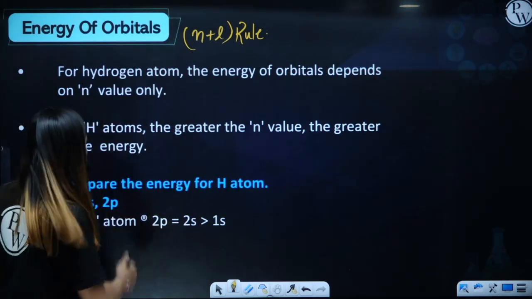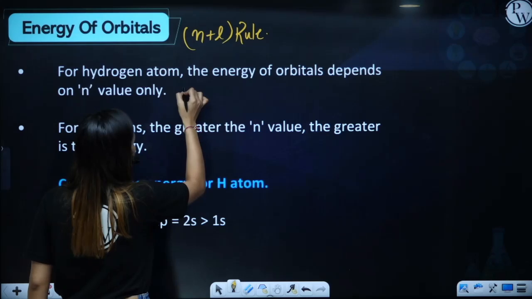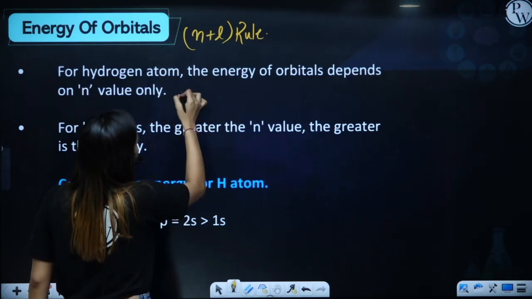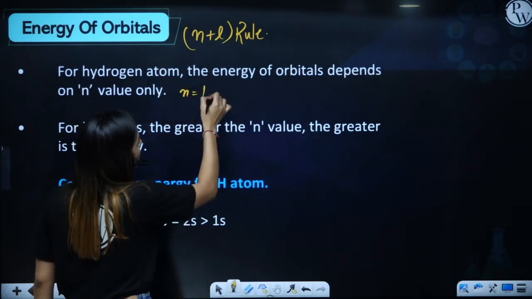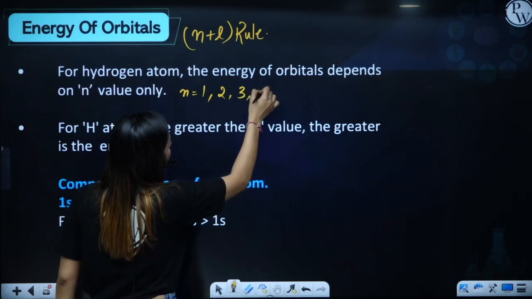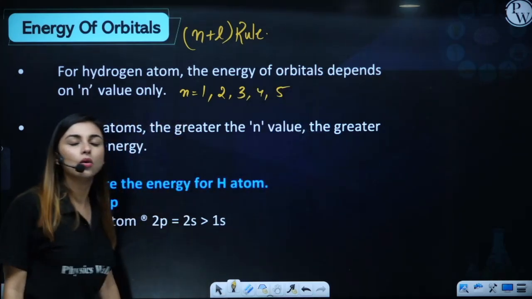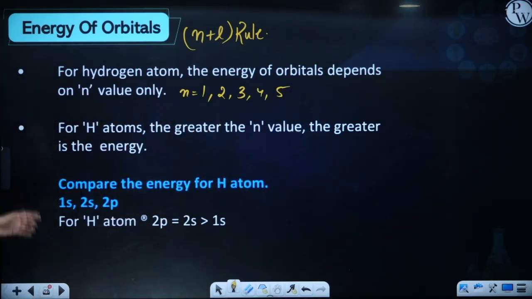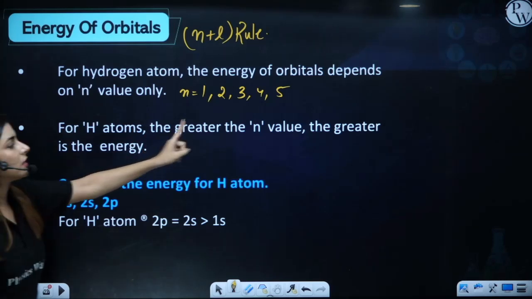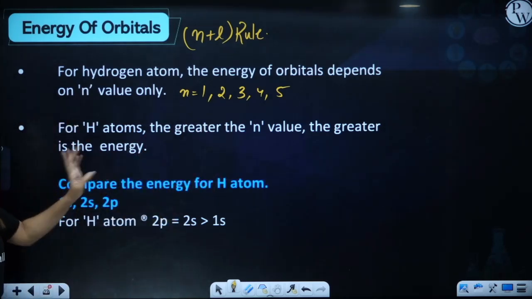Okay? So, here the orbital's energy would be, you can say that for N is equal to 1, minimum energy, then 2, then 3, then 4, then 5. This is how you see the energies. Okay? Now, for hydrogen atom, the greater the N value, the more is the energy.